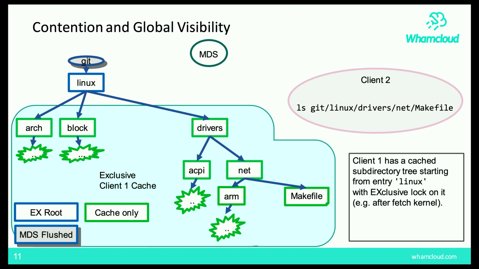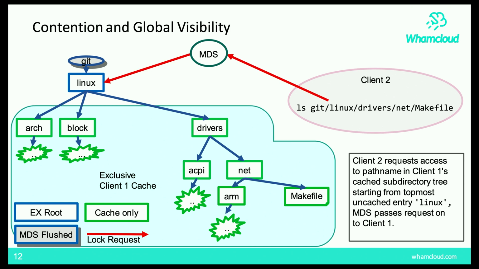And then there's another client that tries to ls a file that they don't actually know exists, but they suspect it does. At first, they try to access the Linux directory. They send a request to the MDS: tell me about this Linux directory. And the MDS sees that this directory has a lock, so it tells the client that holds it that they need to provide the information.